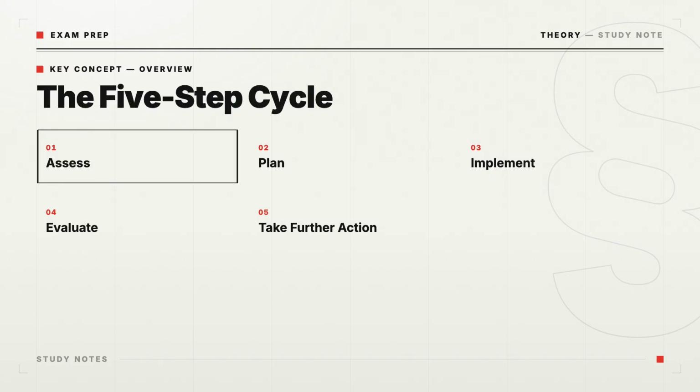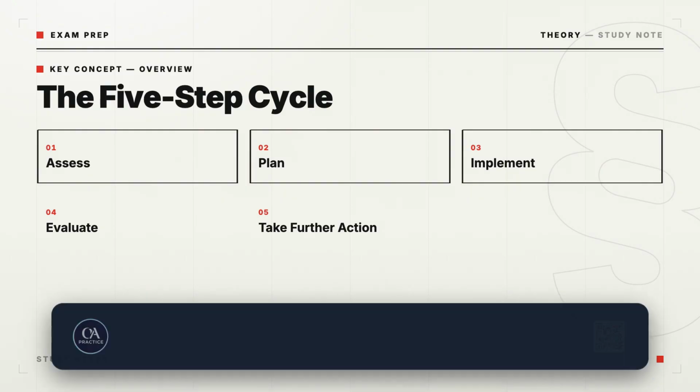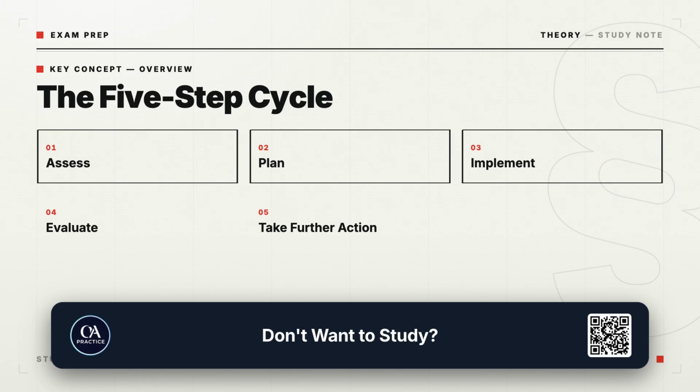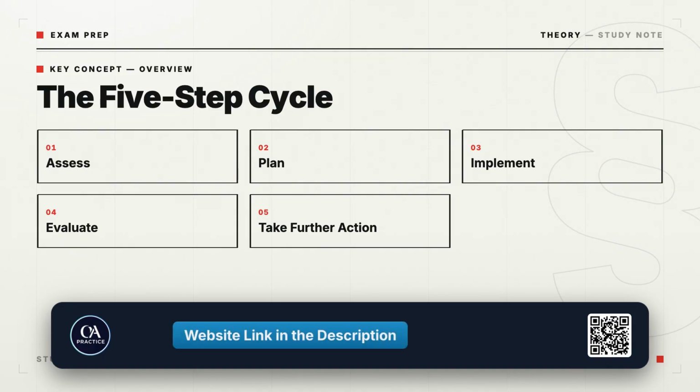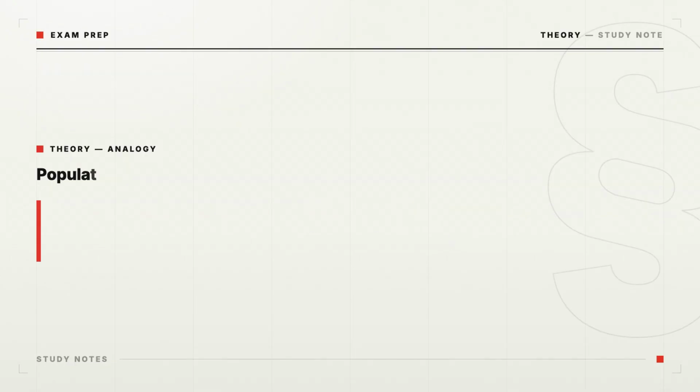The process runs in 5 steps. Assess the population's needs, plan and design interventions, implement at individual, community or systems level. Evaluate whether health status actually moved and take further action. That last step is what turns us into a loop instead of a line. Evaluation findings become next round's assessment data.